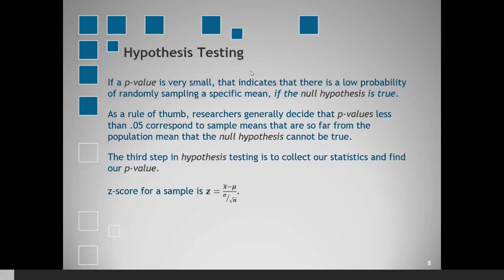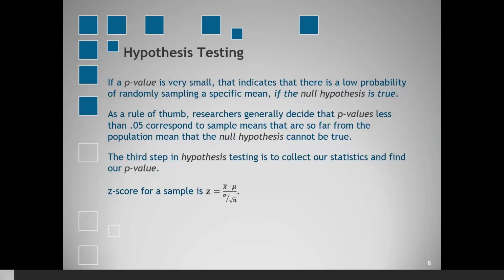The third step in hypothesis testing is to collect our statistics and find our p-value. In the present example, that means finding all the information we need to calculate a z-score. Recall, the formula for a z-score for a sample is the sample mean minus the population mean divided by the population standard deviation over the square root of the sample size. So we need 4 pieces of information. The population mean is given in the null hypothesis.